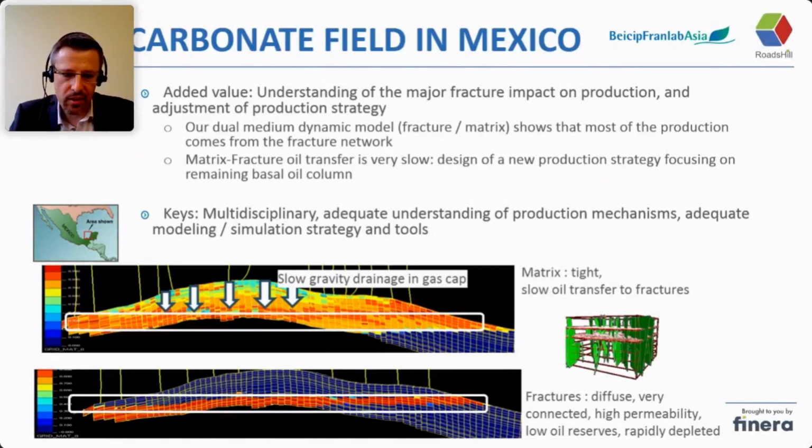And at the end of this early production stage, the oil in the fracture system was only located at the base of the reservoir. And this is why we recommended a change in the production strategy by targeting the basal oil column with adequate production rates. So here it's an example of the impact of correctly understanding the physics. And this is done through this integrated effort that I have just presented.